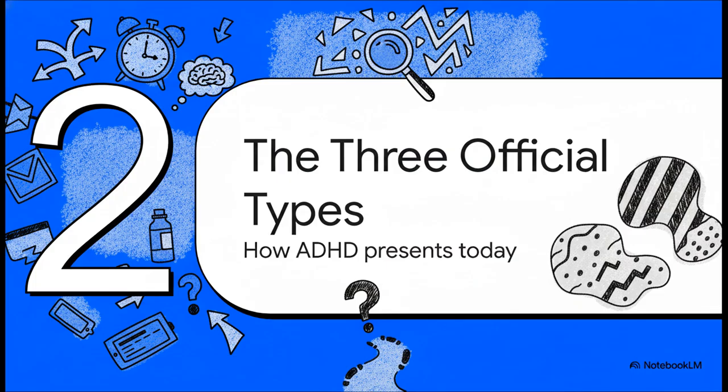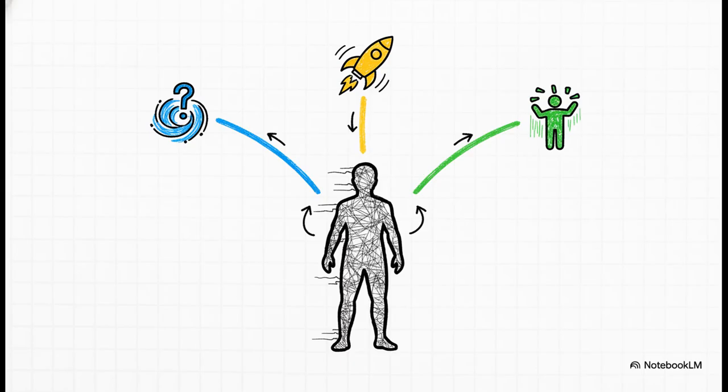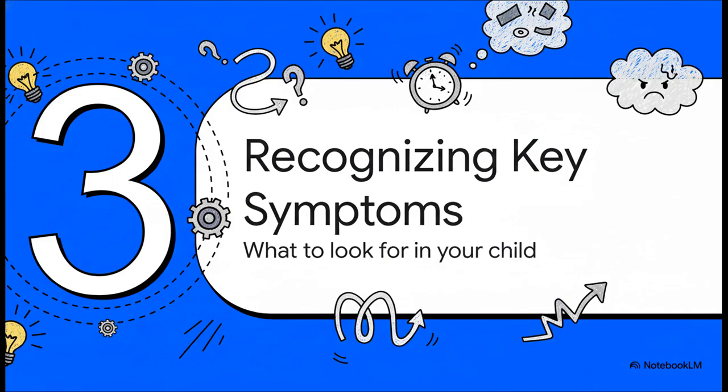So forget ADD versus ADHD. Now, doctors talk about 3 different ways the condition can show up, or 3 types. So a child's specific behaviors and struggles will point to one of these 3 types. And this is so important because it shows us that ADHD can look totally different from one person to the next. All right, for you as a parent, what does this actually look like day to day? What should you be on the lookout for? This next part is all about the practical, real-world symptoms for each type of ADHD.